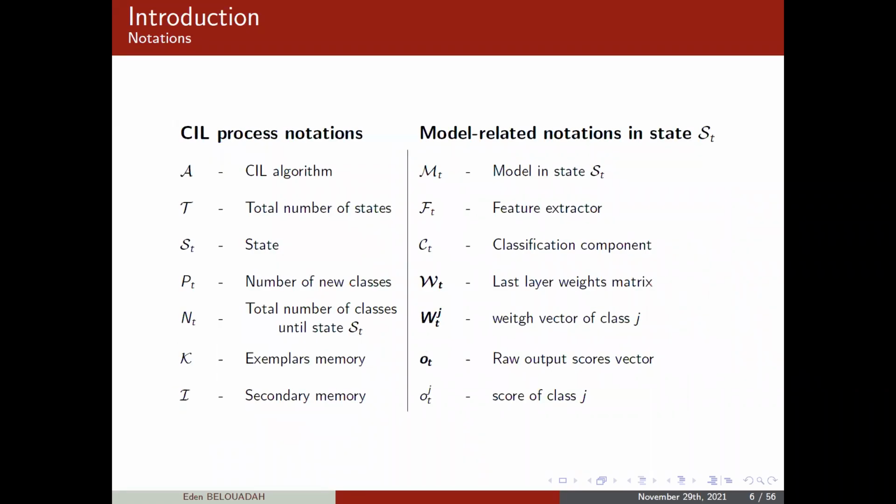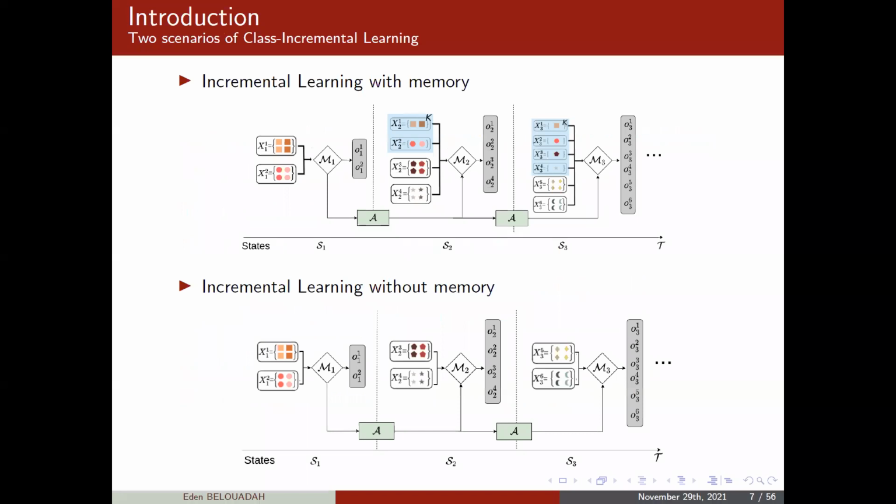Here are some notations that I will use in all the slides. A is the continual learning algorithm. T is the total number of states. S is a state. P is the number of new classes in this state. N is the total number of classes seen until this state. K is a memory to store images. I is a secondary memory. M is a model. F is a feature extractor. C is the classification layer. W is the weights matrix in the last fully connected layer. And O is the output scores vector.